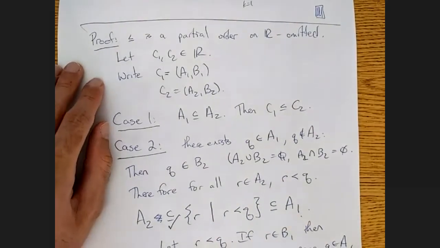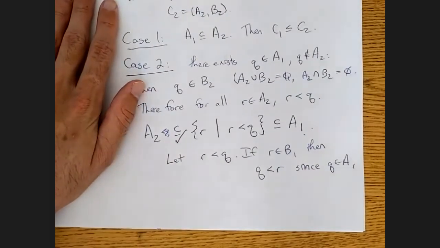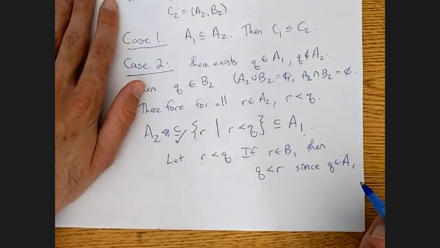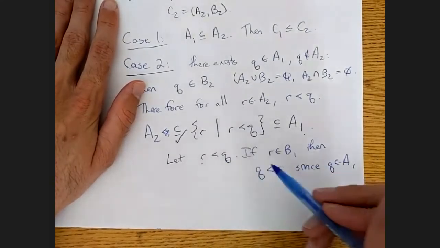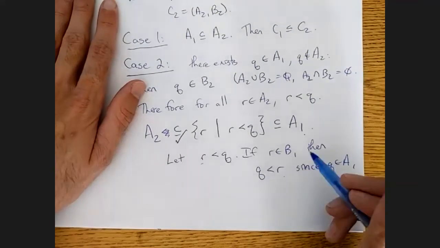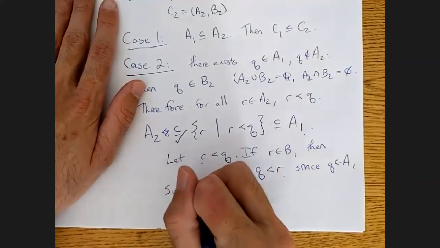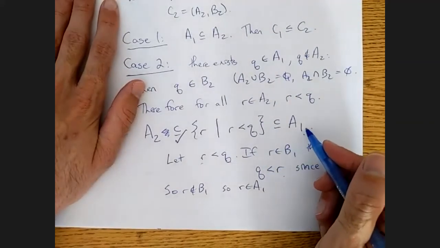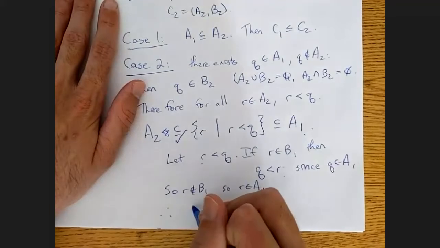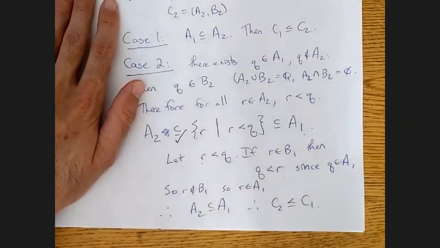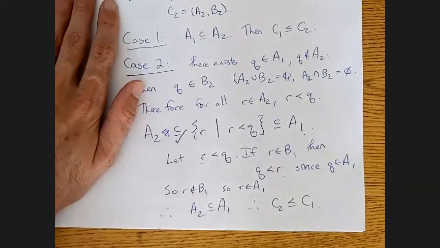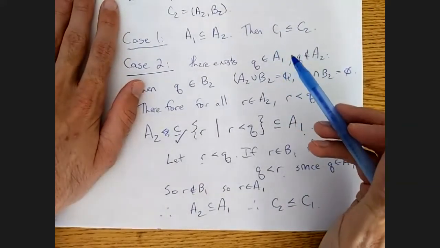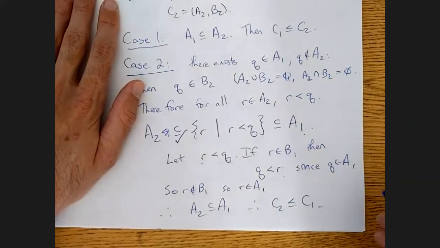So you can't have R less than Q and Q less than R for rational numbers. This would mean that R is less than R, which is impossible. R is not in B1, so R has to be in A1. So every number less than Q is in A1. Okay, so A2 is contained in A1. Therefore, C2 is less than or equal to C1. That means for any two real numbers, either C1 is less than or equal to C2 or C2 is less than or equal to C1. That shows that less than or equal to is a linear order on the real numbers.